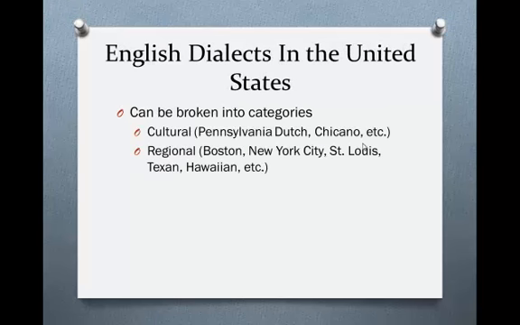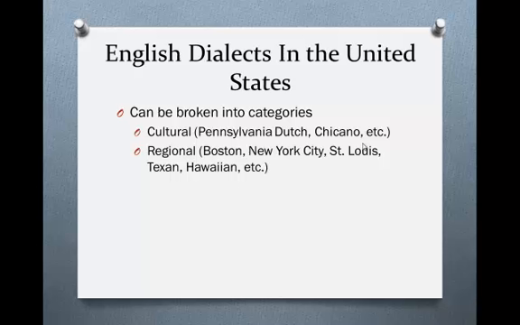There are many English dialects in the United States, and it's important to realize at this point that even though we speak English, we all speak different varieties of English, and those varieties are dialects. And those varieties, those dialects, can be broken into categories. There is a cultural category, so like Pennsylvania Dutch, Chicano. Those dialects are based on your culture, your background, your heritage.